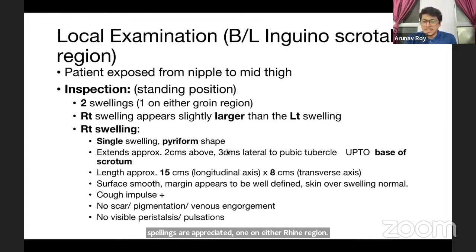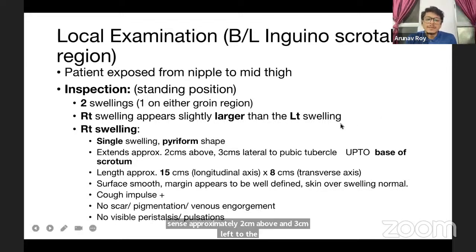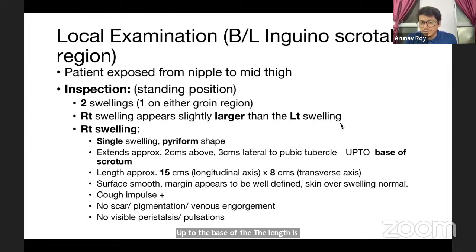On the right side, there's a single swelling, which is piriform in shape, extends approximately 2 centimeters above and 3 centimeters lateral to the pubic tubercle, up to the base of the scrotum. The length is approximately 15 centimeters on the longitudinal axis.